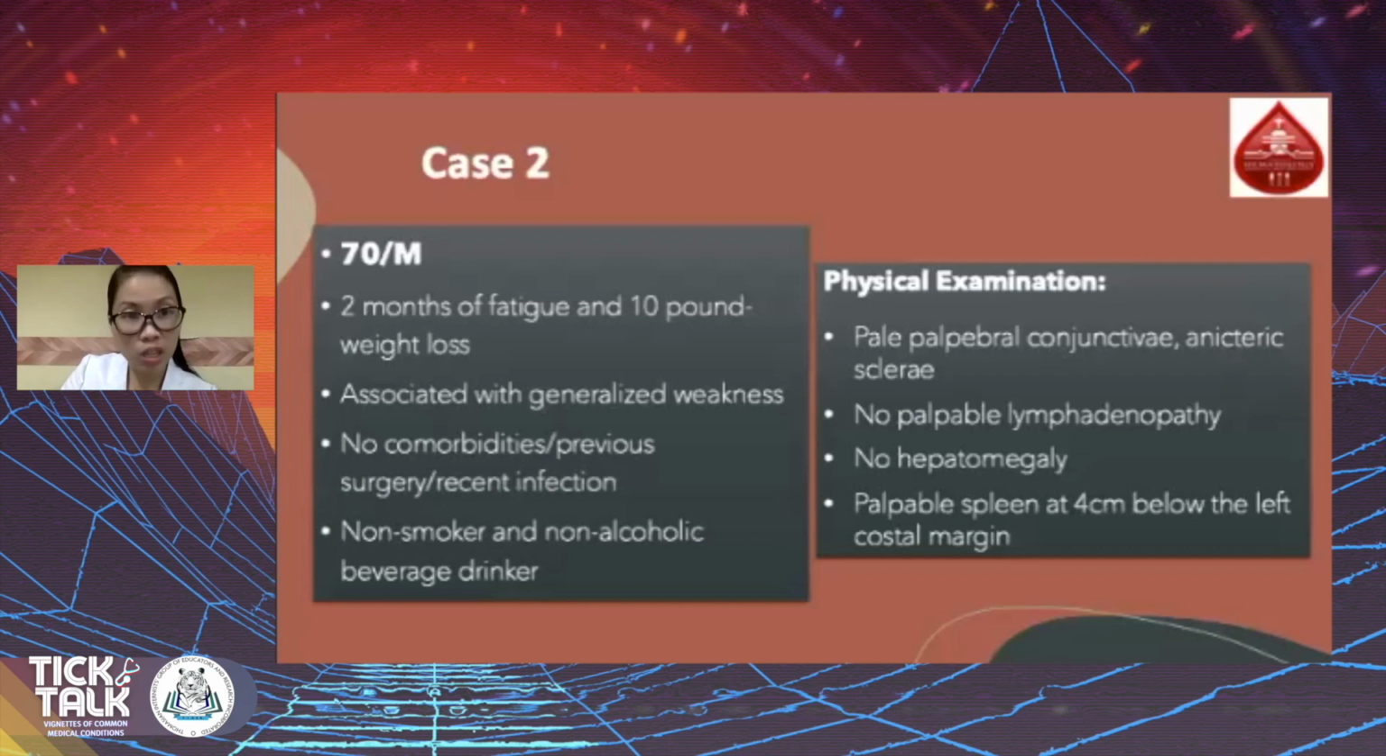Now, we proceed with our second case. We have a 70-year-old male with a 2-month history of fatigue and 10-pound weight loss associated with generalized weakness. He has no comorbidities, no previous surgeries, no recent infection, and is a non-smoker and non-alcoholic beverage drinker. His physical examination shows a pale palpebra with a palpable spleen 4 cm below the left costal margin.